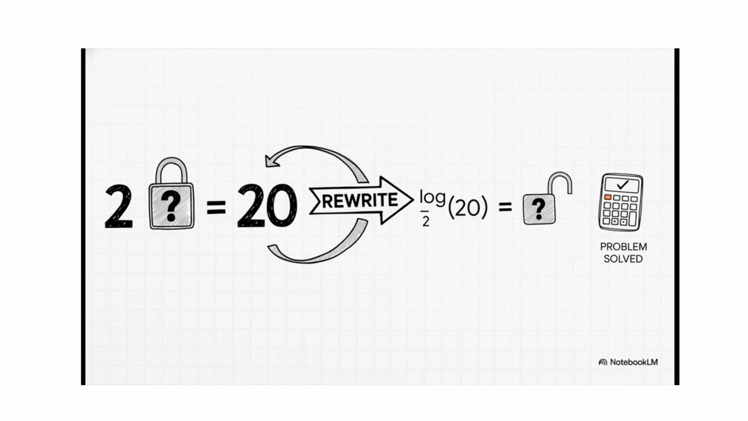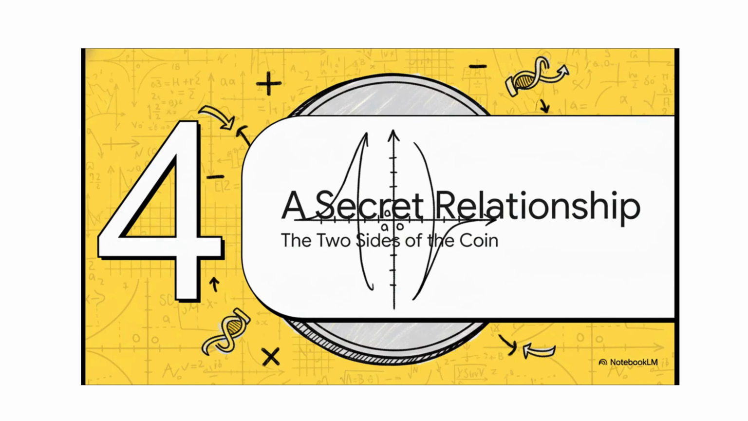So let's go back and solve our problem. We were stuck on 2 to the power of x equals 20. Using our new logarithm tool, we just rewrite it. The answer is simply x equals log base 2 of 20. You can plug that into any calculator and get the exact number. Problem solved.